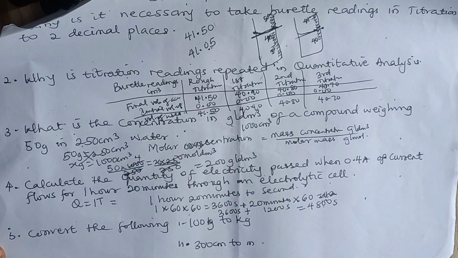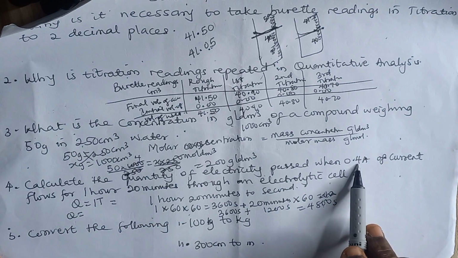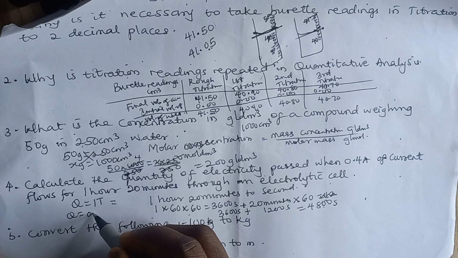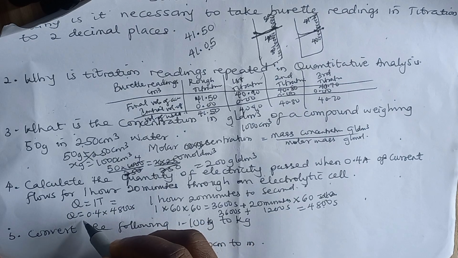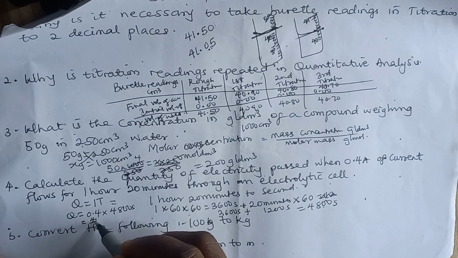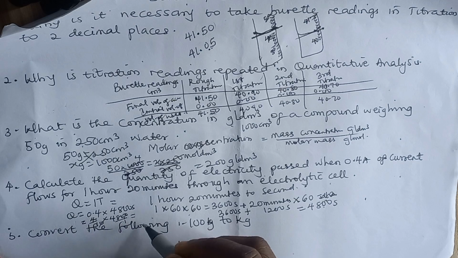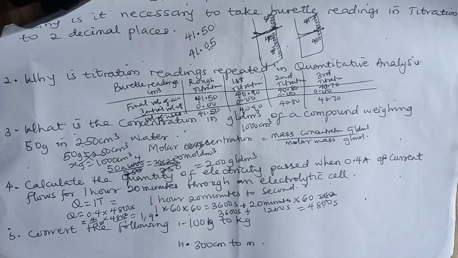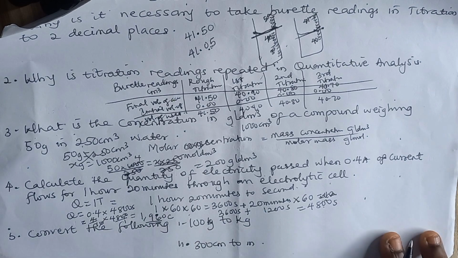Now, it means that using this formula, we have Q, where the current here is 0.4 and the time is 4,800 seconds. So getting our answer here, 4 over 10 times 4,800 seconds. So the answer is 960 coulombs. That is the final answer.